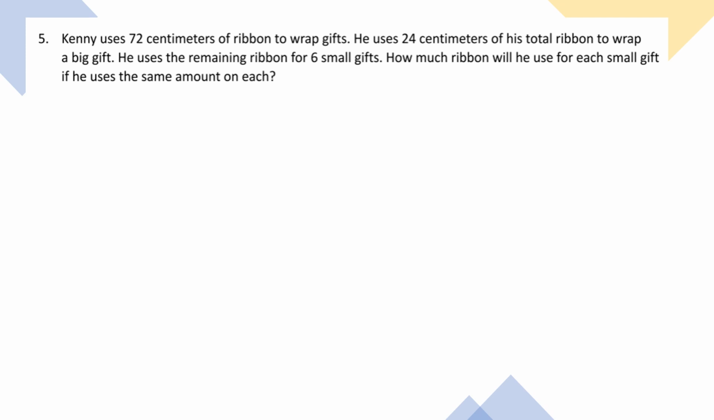Now let's move on to number 5. Number 5 says, Kenny uses 72 centimeters of ribbon to wrap gifts. He uses 24 centimeters of his total ribbon to wrap a big gift. Anytime you see the word uses or gives where you don't have the same amount you started with, then you subtract. So let's go ahead and set up our subtraction problem. 72 minus 24, because I want to know how much he had left after he used the 24.